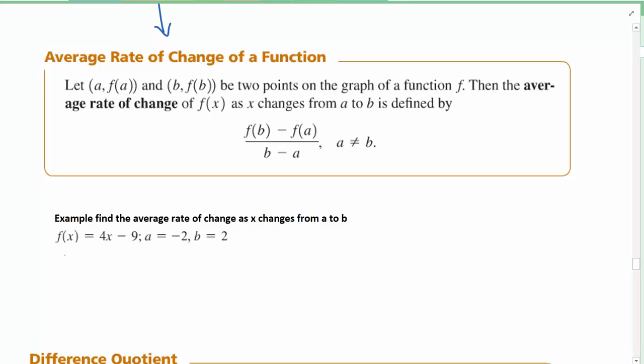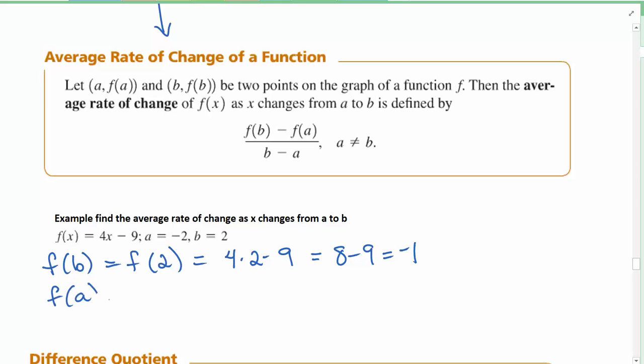So on this function, f of b is going to be f of 2, which is 4 times 2 minus 9, or 8 minus 9, which is negative 1. And then f of a is f of negative 2, so that's going to be 4 times negative 2 minus 9, which is negative 8 minus 9, or negative 17.